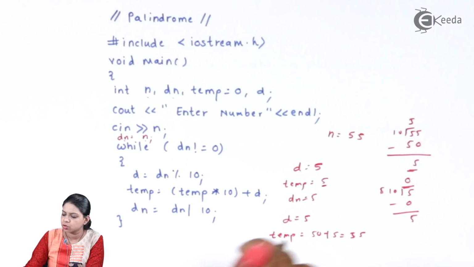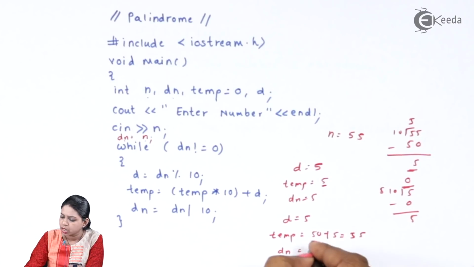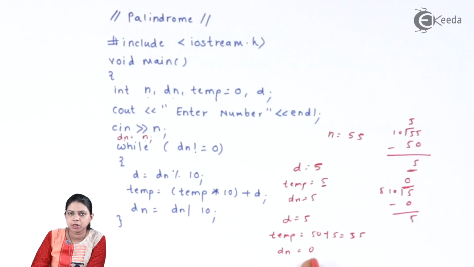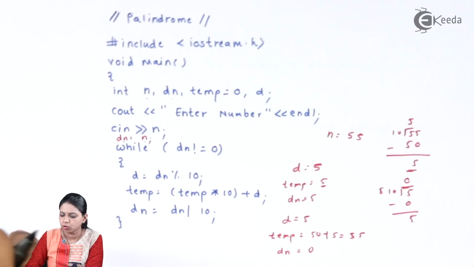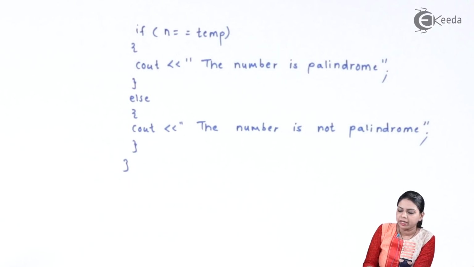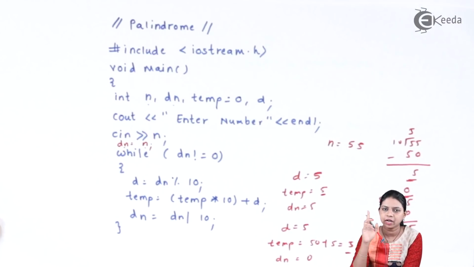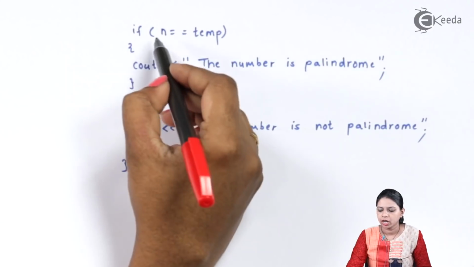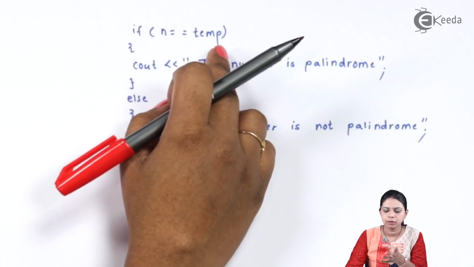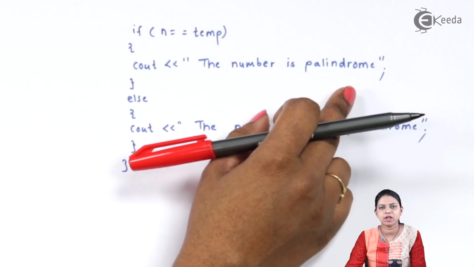And now your dn is going to be what? In this case I have to collect the quotient, and my quotient is 0. So again I will go inside the loop, but at this time my dn value has become 0, so I will come out of the loop, and I will check if n is equal to temp. Now my temp in this case is 55, and the original number I entered was also 55. So my n is equal to temp. If I am getting the reverse number the same as the original number, then I will write that the number is palindrome. So in this case my 55 is palindrome.